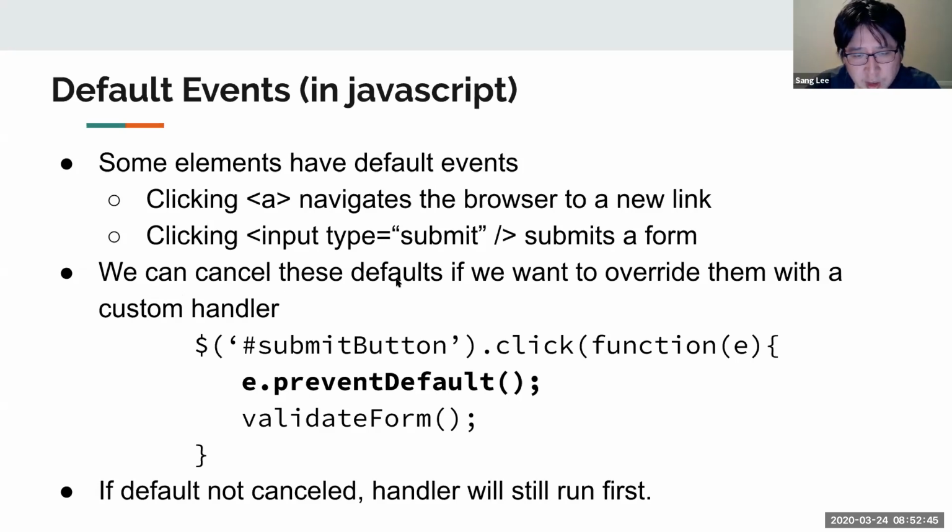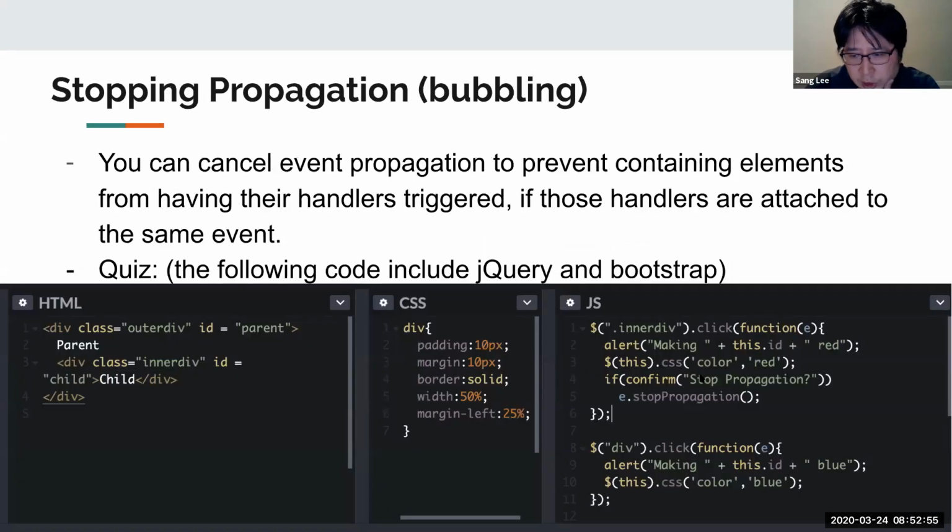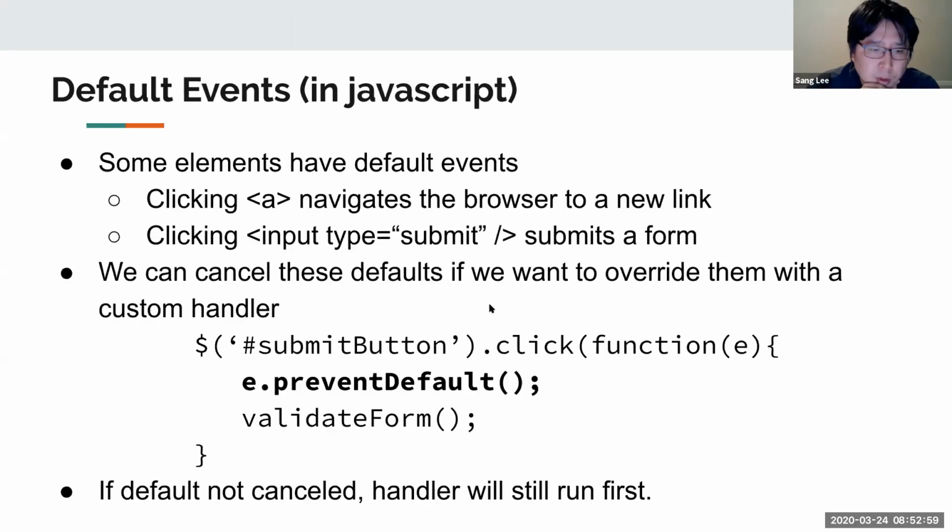So we can cancel these default behaviors by using preventDefault in a similar way that we were able to stop propagation using stopPropagation. The order of running: if default is not canceled, the event handler is going to run first.